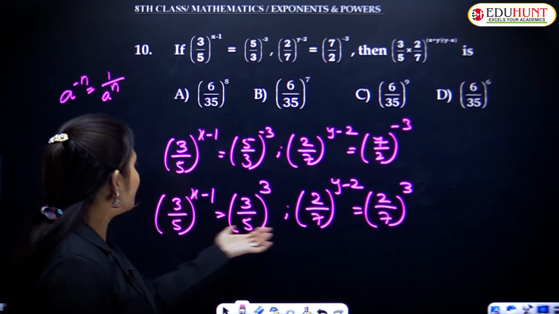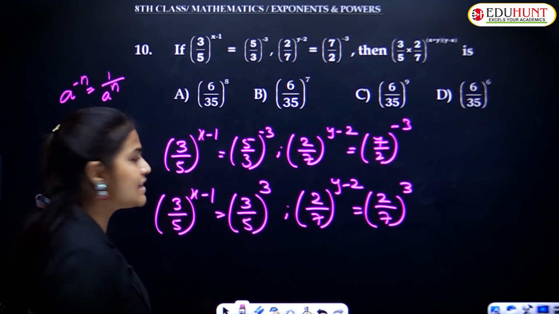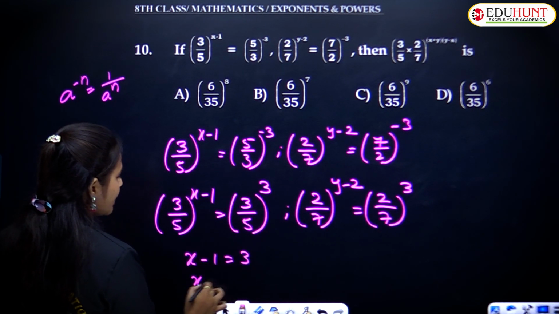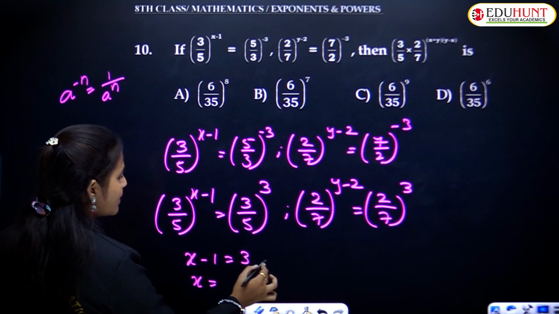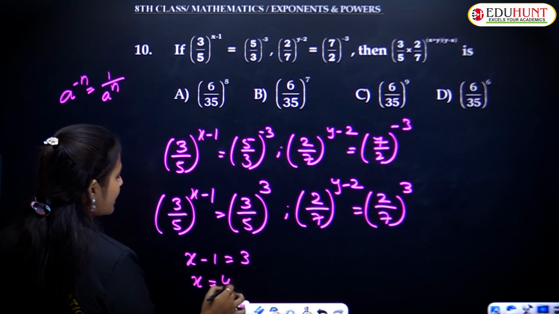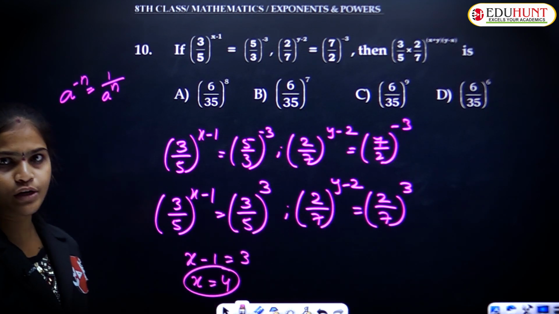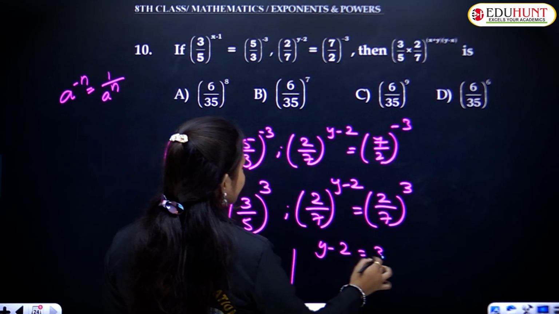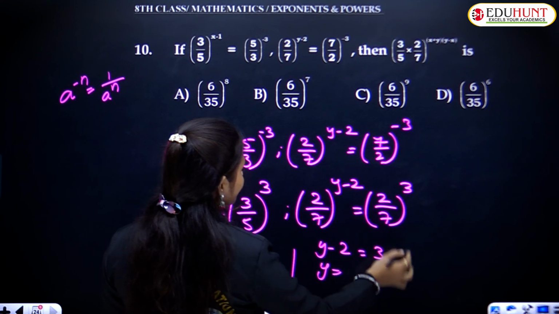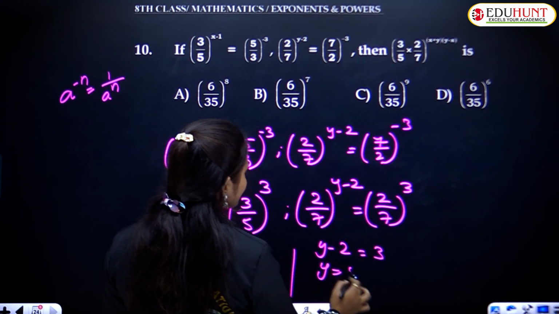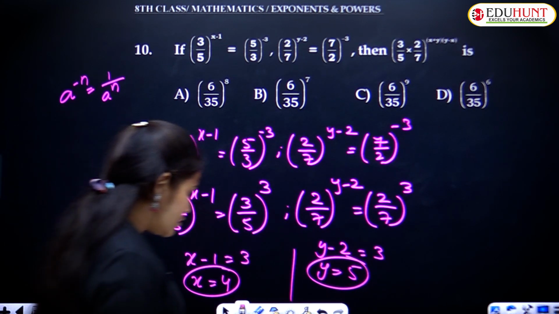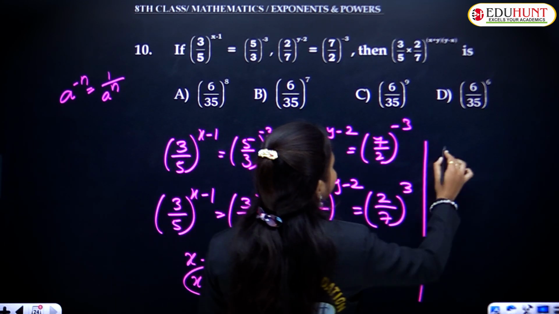Okay, now as the bases are equal, their exponents must be equal. So x minus 1 is equal to 3. From this one, x is equal to 3, minus 1 becomes plus 1, so 3 plus 1 is 4. So x is equal to 4. And here, y minus 2 is equal to 3. y is equal to 3, minus 2 becomes plus 2, so 3 plus 2 is 5. So y is equal to 5. Understand? So substitute those values here.